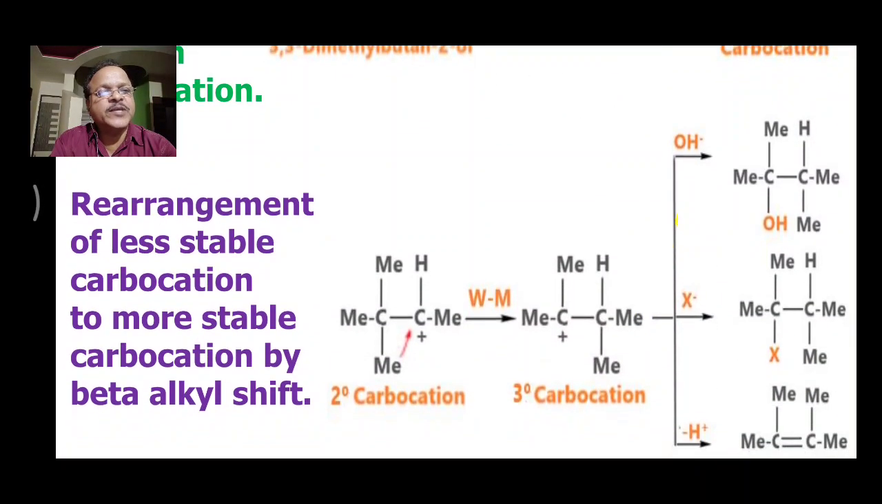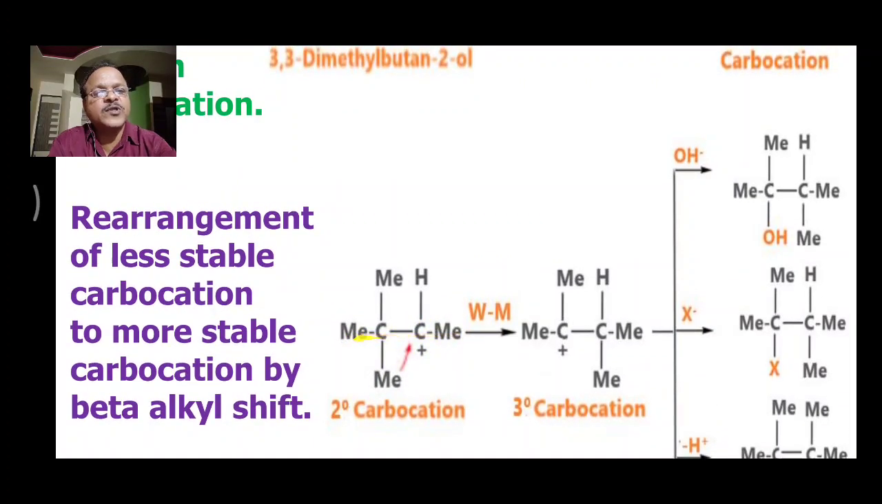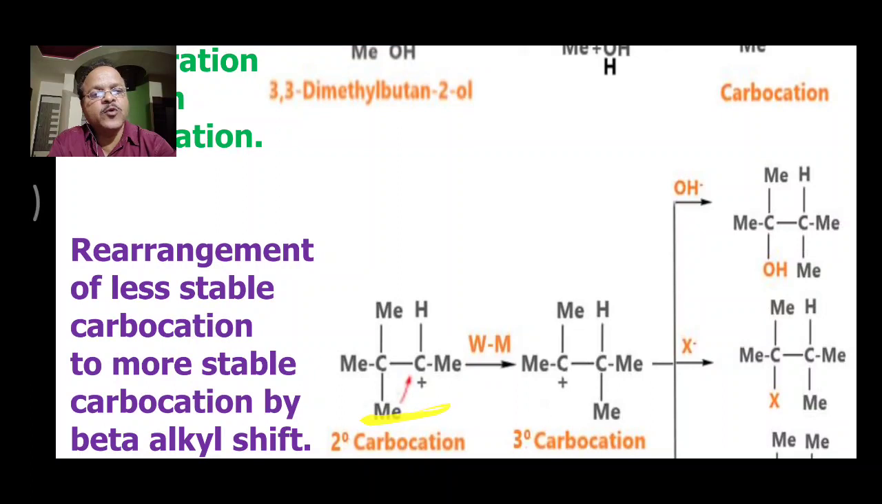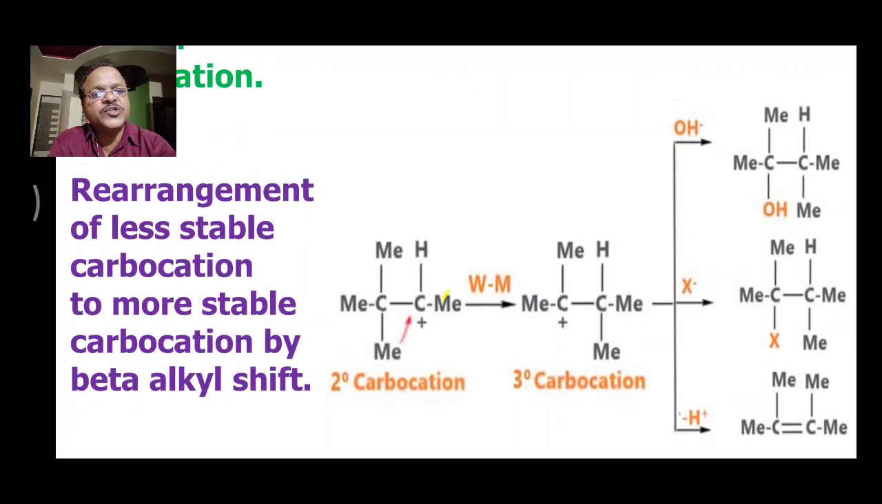In the second step, there is rearrangement of the less stable secondary carbocation to a more stable tertiary carbocation by beta alkyl shift. This is the secondary carbocation that is formed in the first step. It undergoes beta alkyl shift. This methyl group gets shifted towards this positively charged carbon.